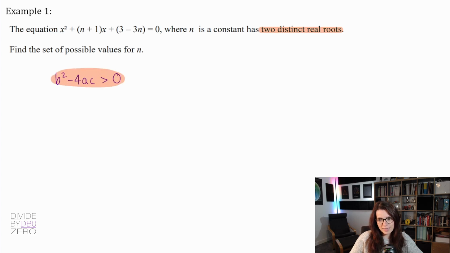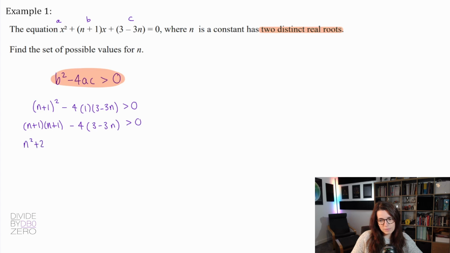Because this is just a quadratic on its own, we can jump straight in and find the discriminant. A is going to be 1 in this case, b is n plus 1, and c is 3 minus 3n. If we pop those into the discriminant formula, we get this, and then we can expand and simplify. n squared plus 2n plus 1 minus 12 plus 12n greater than 0. Simplifying gives n squared plus 14n minus 11 is greater than 0.